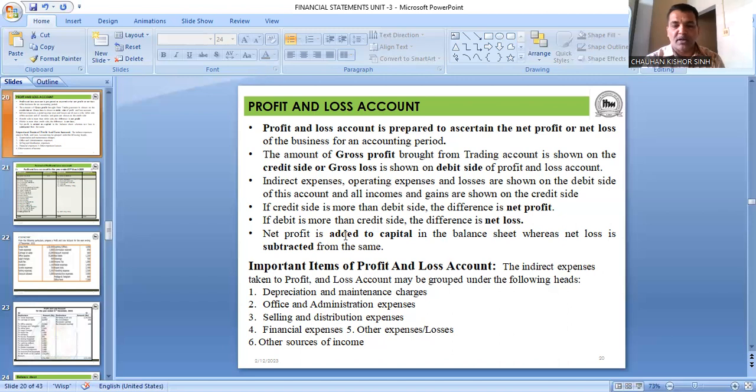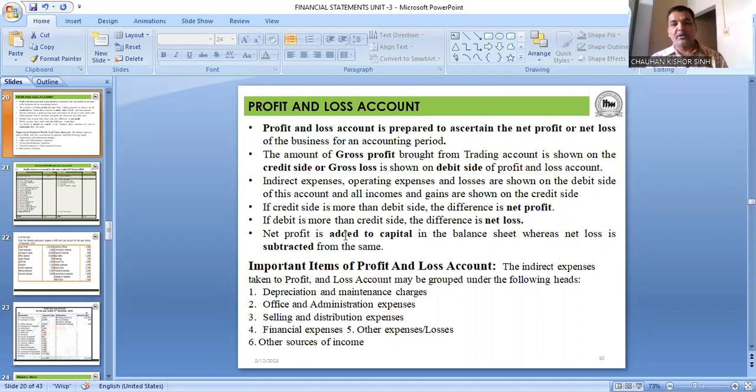So in the profit and loss account credit side, what we record first of all is the gross profit, which we brought from the trading account, and all the other income, which is not directly related with our business, but we have made investment somewhere and we have received some income. Say, for example, if we have invested in the shares of any company, then we will receive the dividend. So that dividend received will be recorded in the profit and loss account credit side.